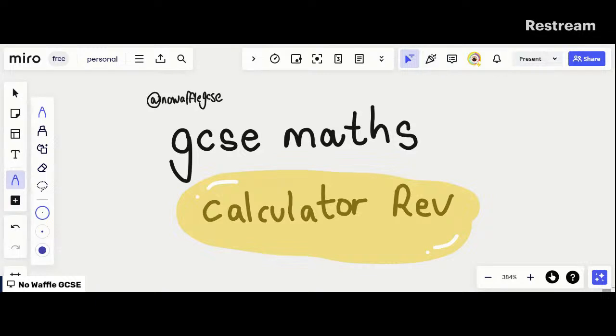We're going to be going over GCSE Maths Higher revision for the calculator paper that you're going to have. This is mainly for Edexcel, but maths is, as I said before, really applicable to all sorts of exam boards.